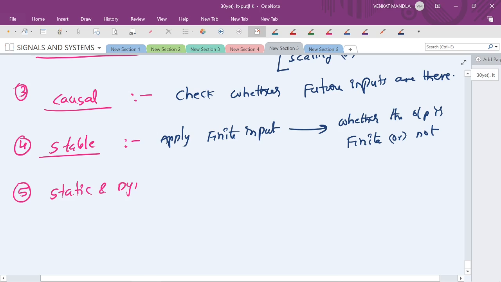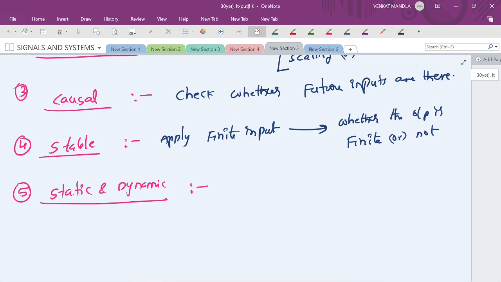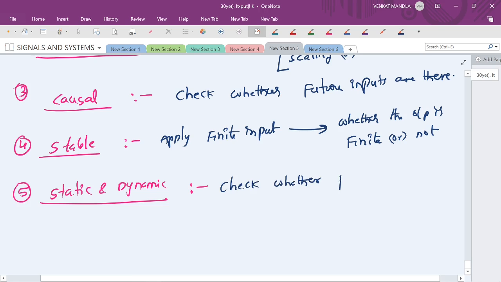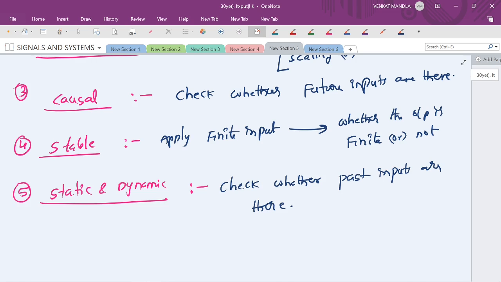Static and dynamic. Check whether past inputs are there. Okay. So if past inputs are there, then the system has memory, that is dynamic. If not, static. Okay. So all differential and integration equations are memory systems. They contain memory.